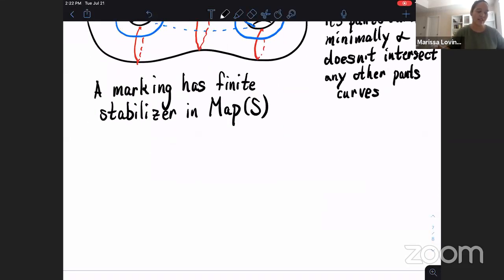So let's revisit these elementary moves. You said it's a finite stabilizer. Is that sharp? Is there a smaller number of curves that gives you finite stabilizers, or is it the smallest you can get? That's a good question that I don't know the answer to. If anyone knows that off the top of their head, feel free to pipe up.